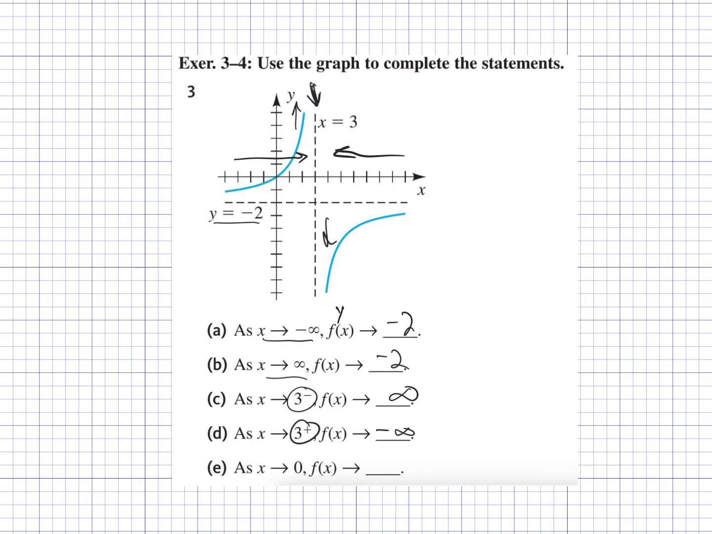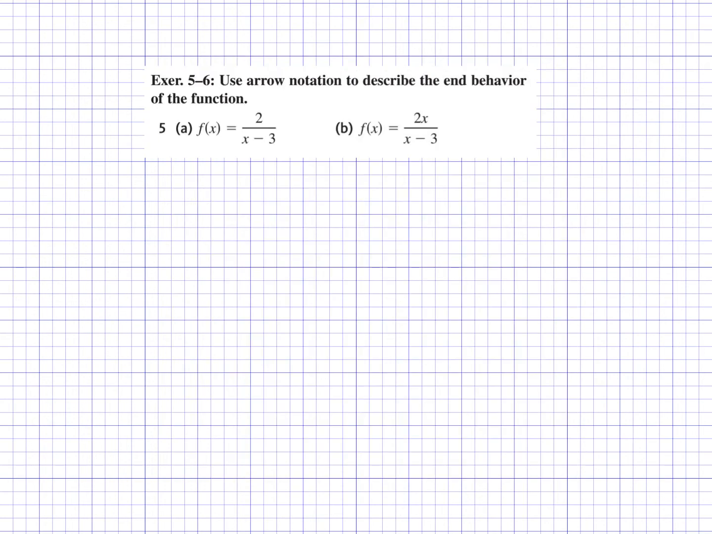And as x approaches 0, so let's erase some of this stuff here. As x approaches 0, and we always go to 0 from the left, what happens to y? As x goes to 0, y goes to what? Y goes up to 0. Okay? It increases to 0.